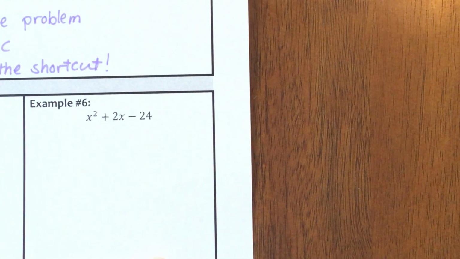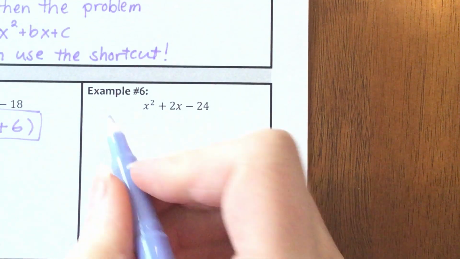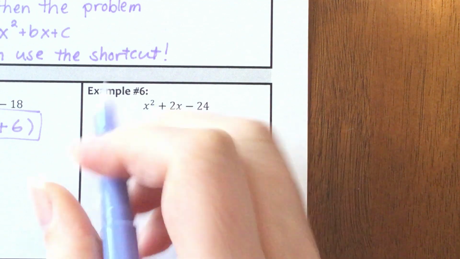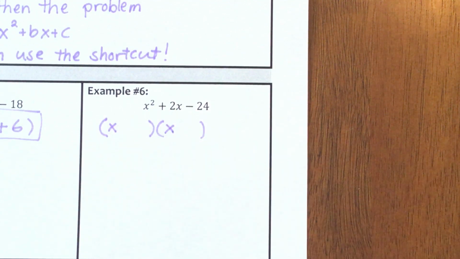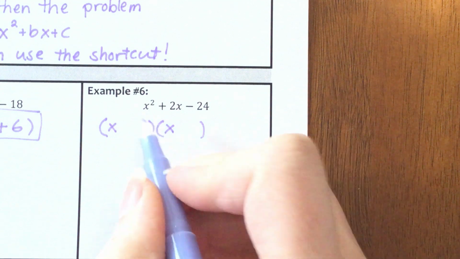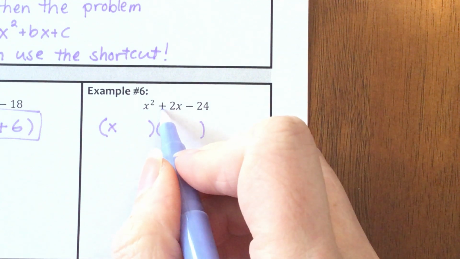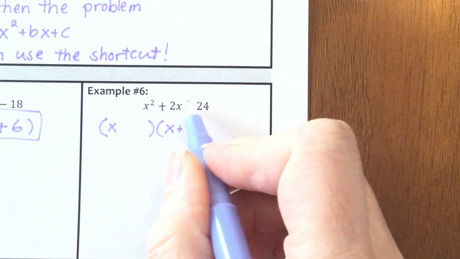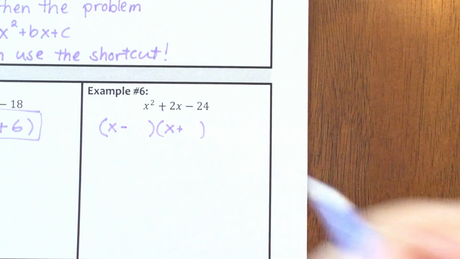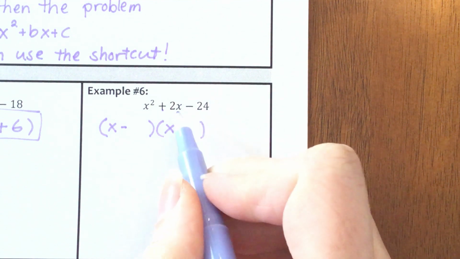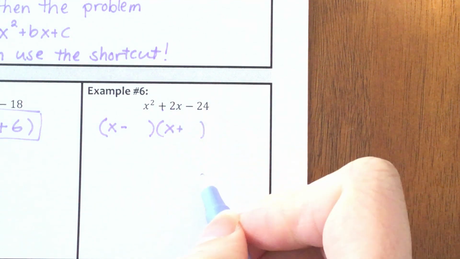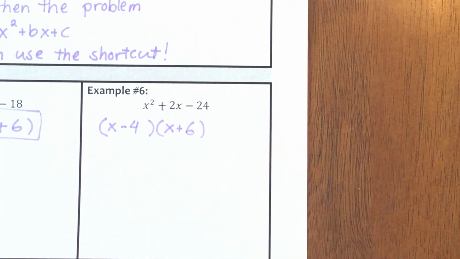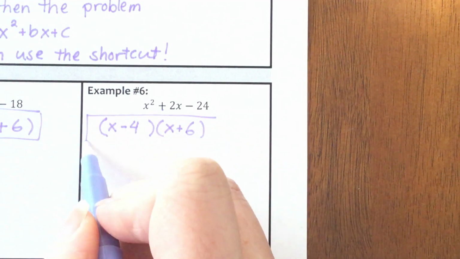And last, we have x squared plus 2x minus 24. Again, we can do the shortcut because we've got 3 terms that start with an x squared. So x. Similar to the last problem, our big number is going to be positive because it matches the middle sign. And our signs have to be different because this last one is negative, so here's another negative. All right, 2 numbers that add to 2 and multiply to get negative 24 will be negative 4 and positive 6. And that is our answer.